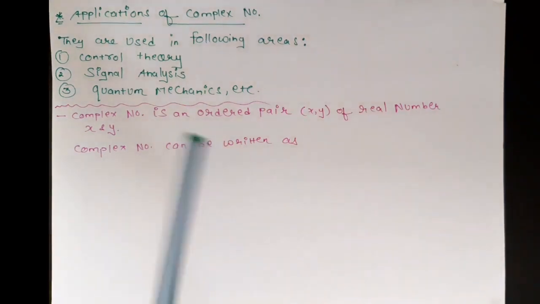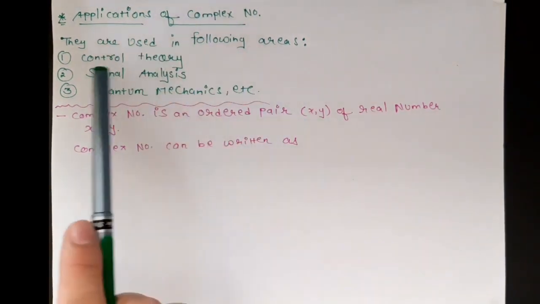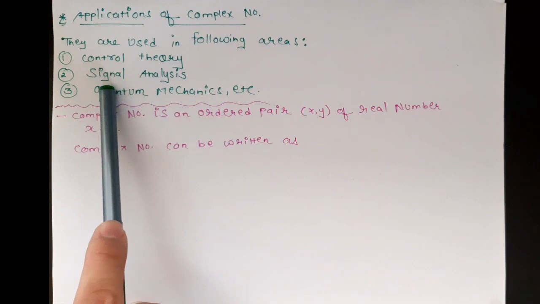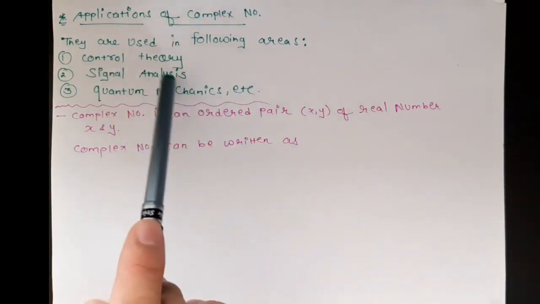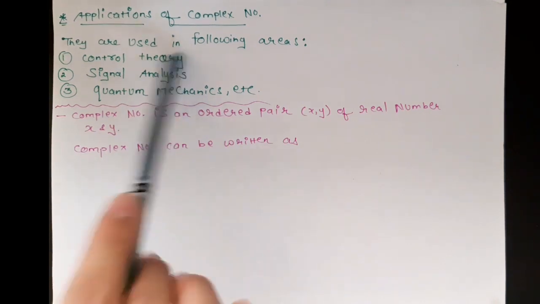Now we will see the applications of complex numbers. They are used in the following areas: first is control theory, second is signal analysis, third is quantum mechanics, and so on. So these are the fields where the complex number concept is commonly used.